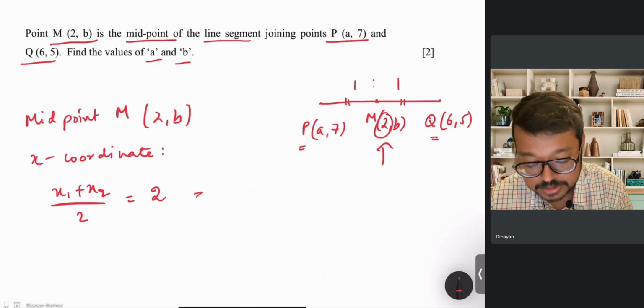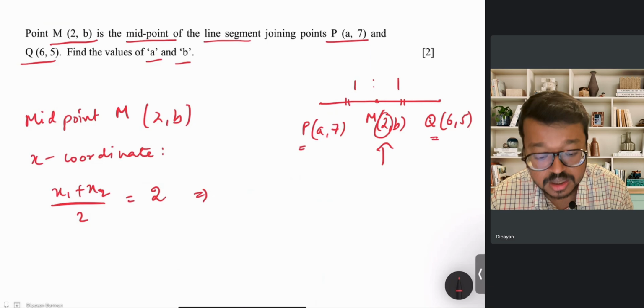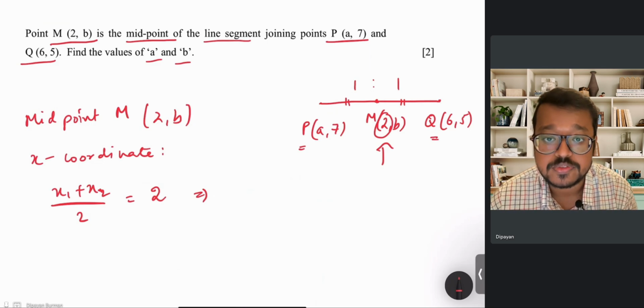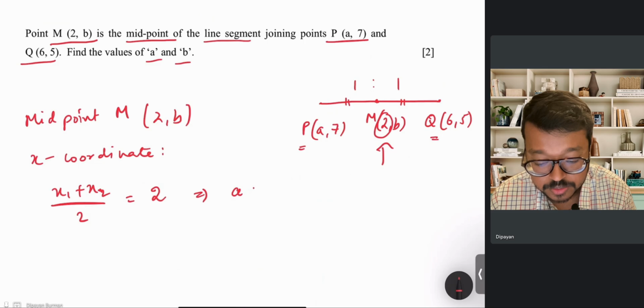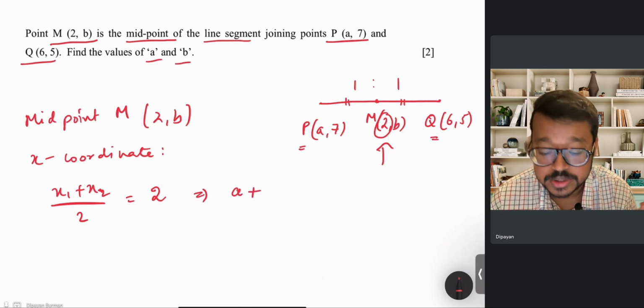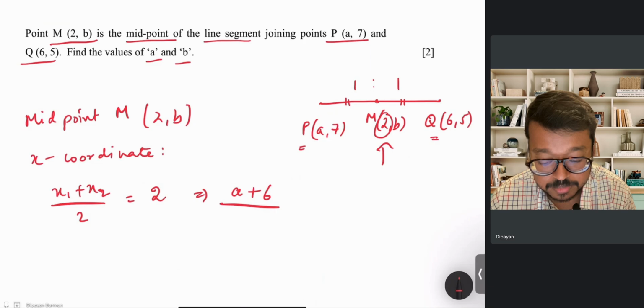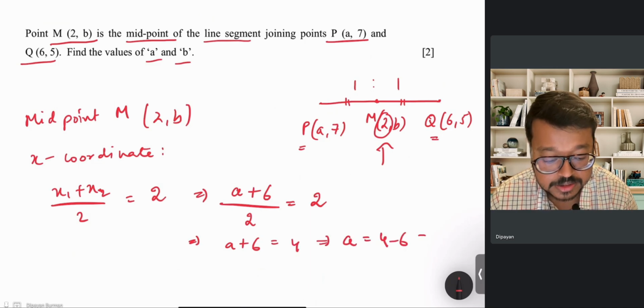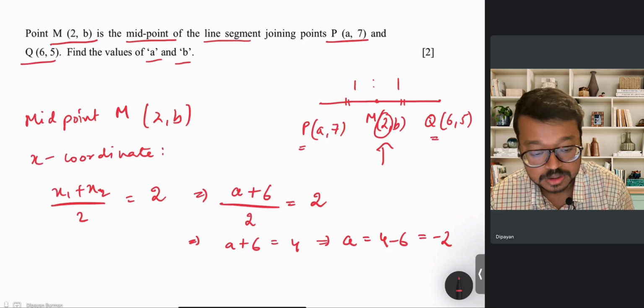So the first point P has x coordinate A. So A plus the x coordinate of point Q, 6, divided by 2 must be equal to 2. So just solve this as an equation. A plus 6 will be 2 into 2, 4. That means A will be equal to 4 minus 6, that is minus 2.